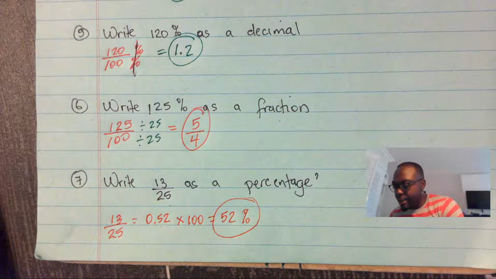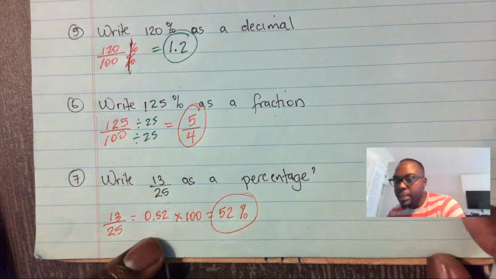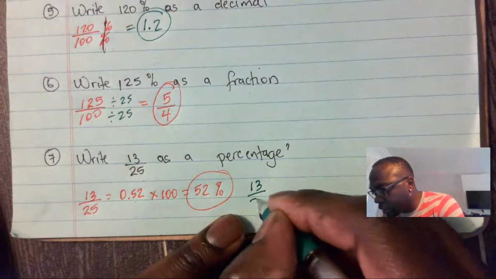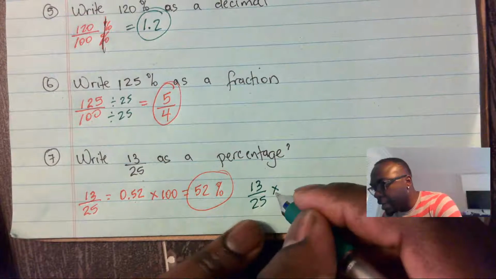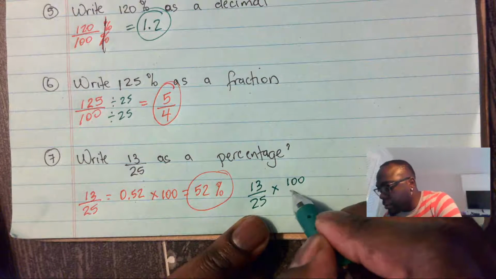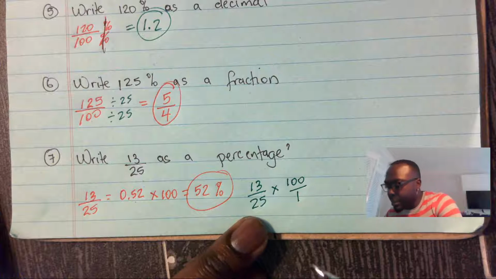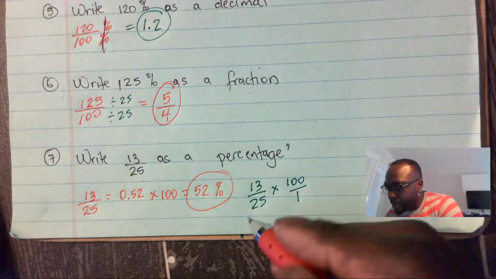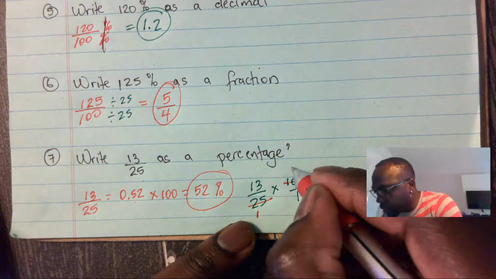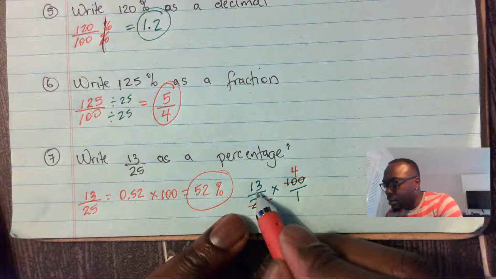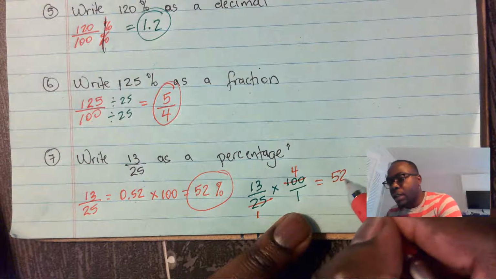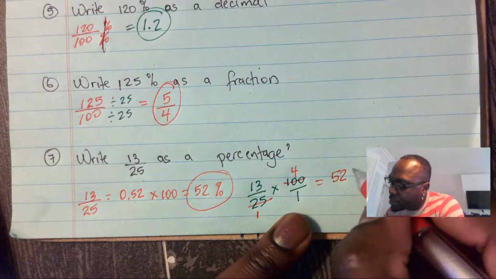But another thing I could do is take this 13 over 25 and multiply it by 100. Remember, if you write 100, it's the same thing as 100 over 1. Then I can simplify this. 25 into itself goes 1, 25 into 100 goes 4 times. So now I have 13 times 4, which is going to give me 52. And again, remember, do not leave off your percent sign.